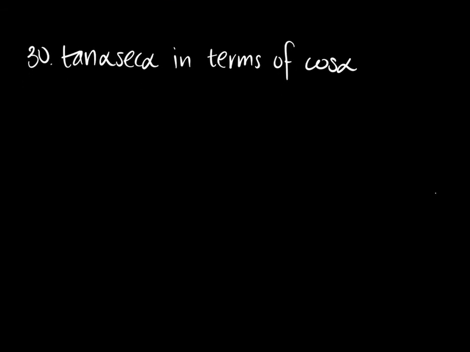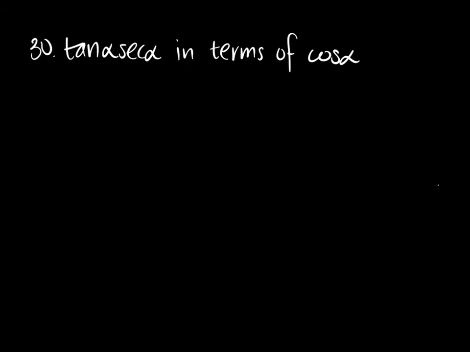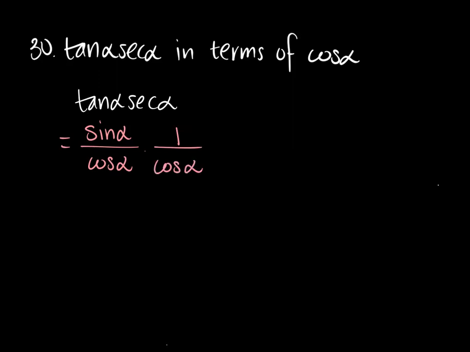Let's look at another one. In 30, we have tangent of alpha times secant alpha in terms of cosine alpha. So first thing I'm going to do again is write down my first term so I know what I'm supposed to start off with. And then I'm going to use the reciprocal identity to get everything into sines and cosines. So I have sine alpha over cosine alpha times 1 over cosine alpha.